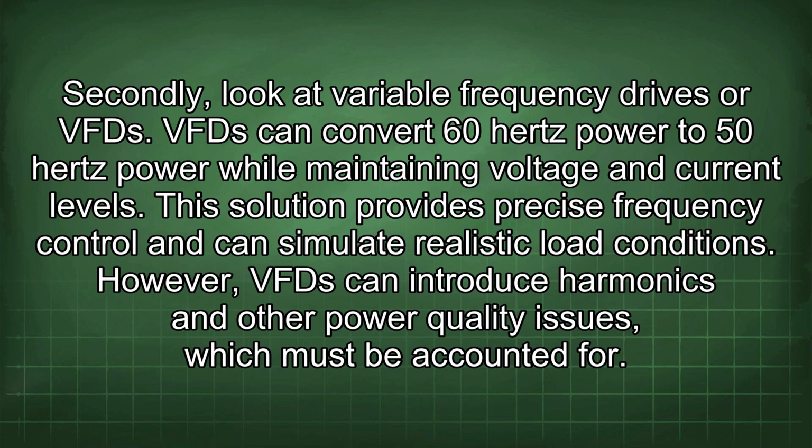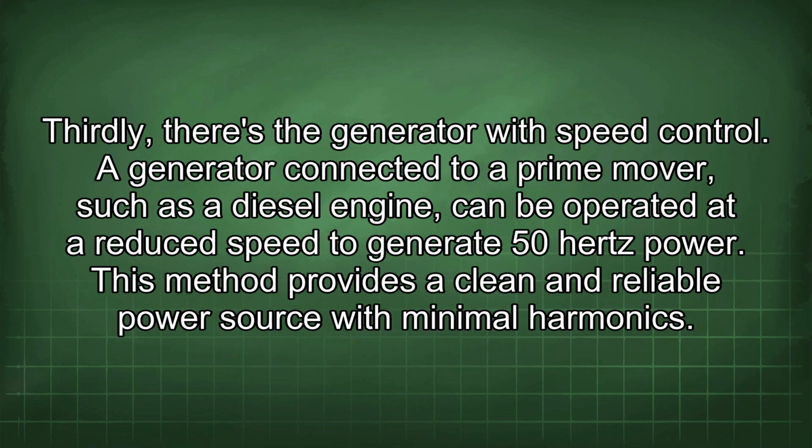This solution provides precise frequency control and can simulate realistic load conditions. However, VFD can introduce harmonics and other power quality issues which must be accounted for. Thirdly, there's the generator with speed control. A generator connected to a prime mover such as a diesel engine can be operated at a reduced speed to generate 50 Hz power. This method provides a clean and reliable power source with minimal harmonics.